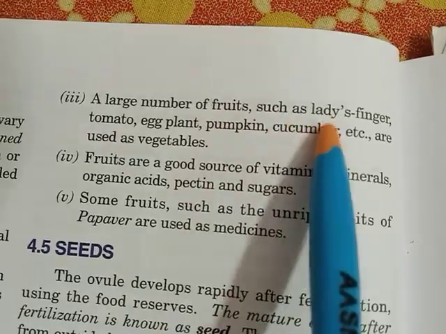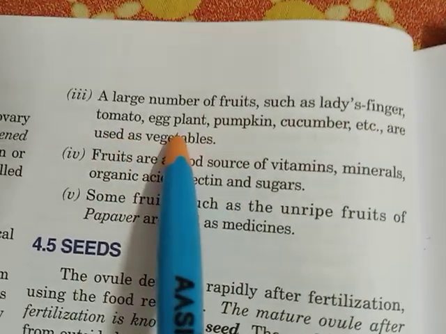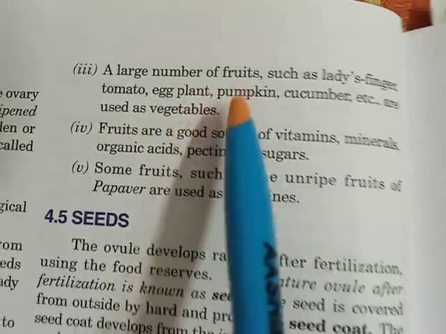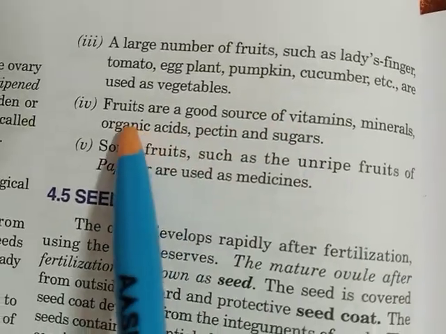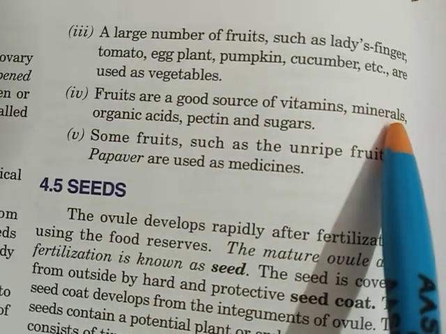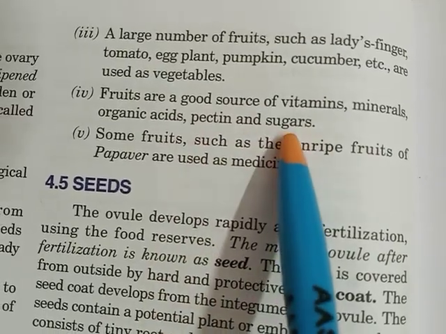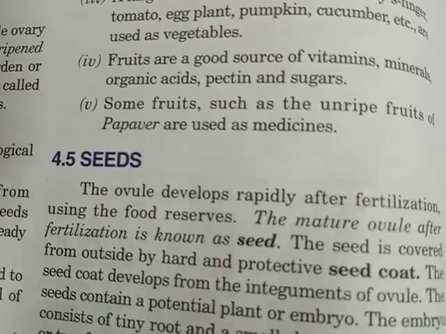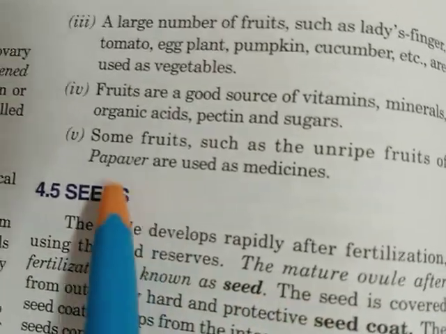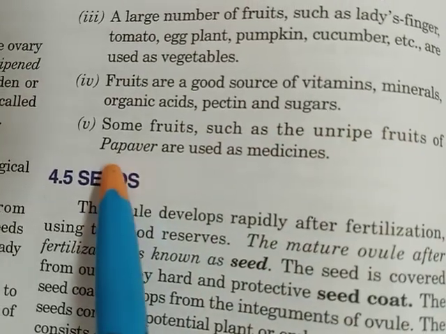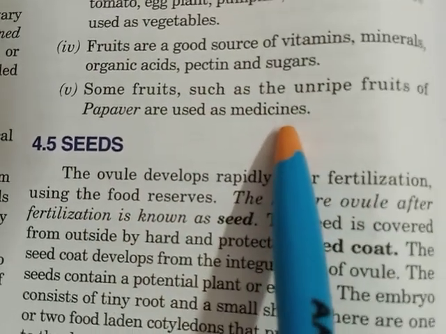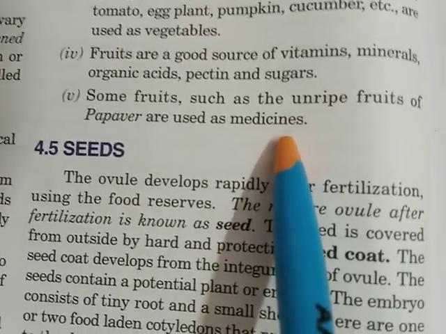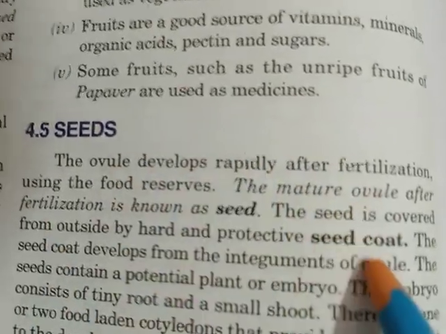A large number of fruits such as lady's finger, tomato, eggplant, pumpkin, cucumber, etc. are used as vegetables, and fruits are a good source of vitamins, minerals, organic acids, pectins and sugars. Some fruits, such as the unripe fruits of papaver, are used in making medicines also. So all these are the economic importance of fruits.